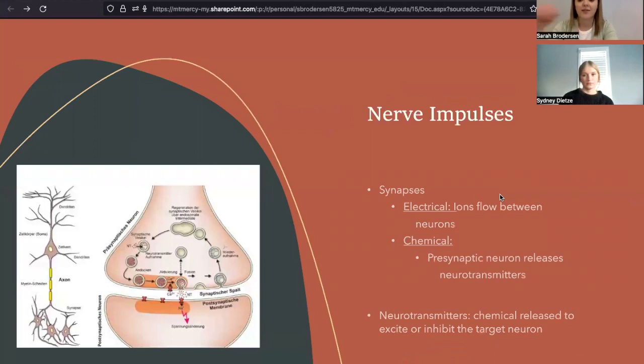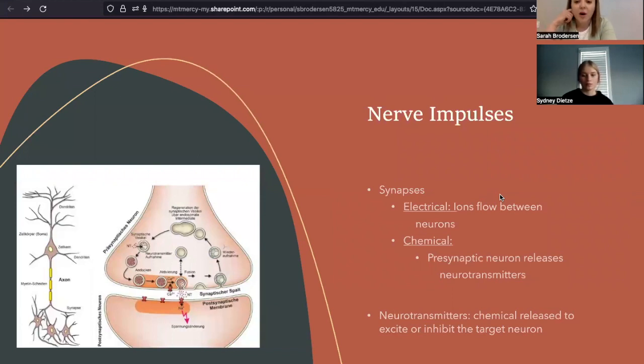Nerve impulses. So neurons are able to send impulses or communicate with one another from neuron to neuron, or from neuron to a muscle as well. They're able to communicate from one neuron to the next through a structure called a synapse. These impulses can be done through electrical or chemical impulses. Most impulses are chemical, though.